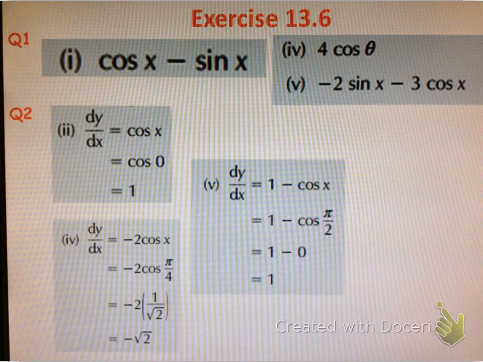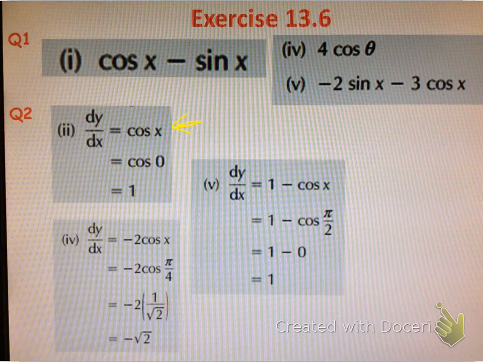Question 2. It says find the gradient of the curve. The gradient is another word for slope, and slope is another word for derivative. So get the derivative of the function. For part 2, we were looking for the derivative of sine x when x is equal to 0. The derivative of sine x is cos x. And you're looking for that slope when x is equal to 0. Sub in 0, and you should get out a slope of 1.